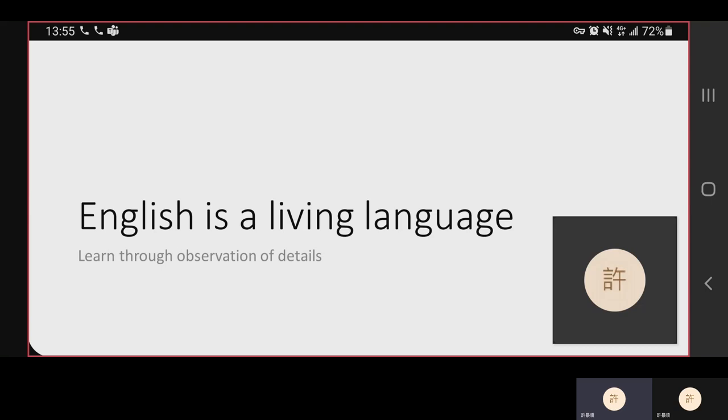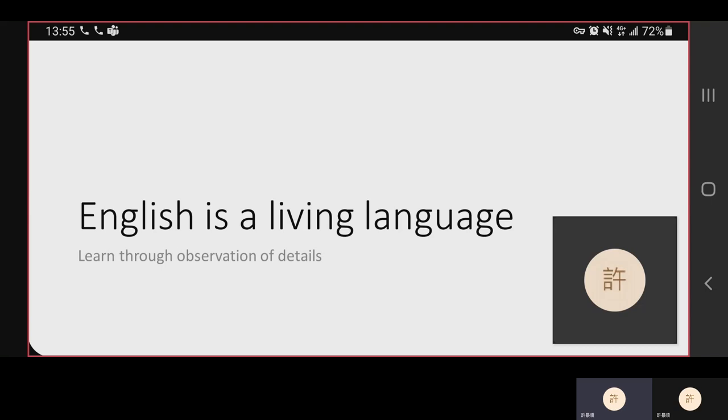This is because English is a living language. It is not determined, it is not decided by a group of scholars. The correct English is whatever native speakers of English say. Whatever they say, that's correct. So sometimes you will see things that are not technically good English, but because most English speakers do it that way, therefore it becomes the correct English.